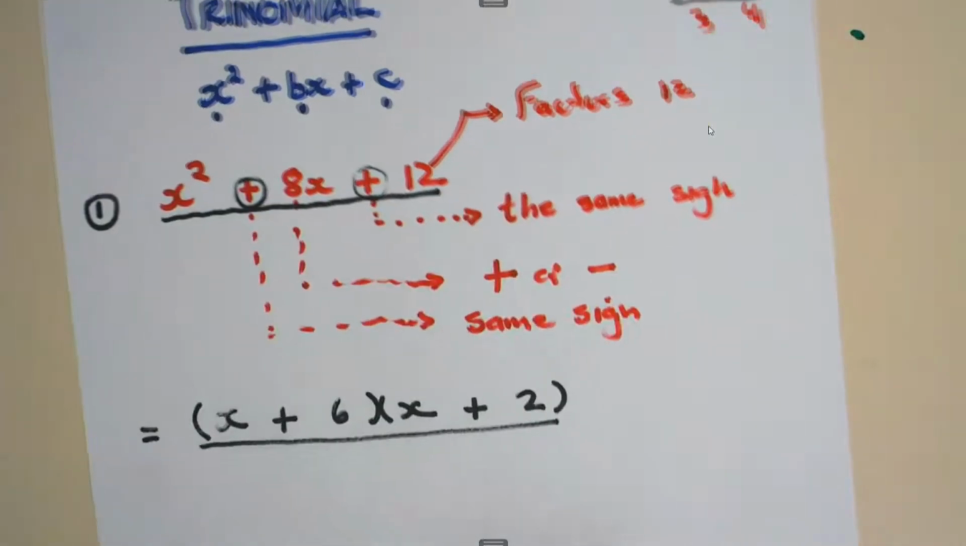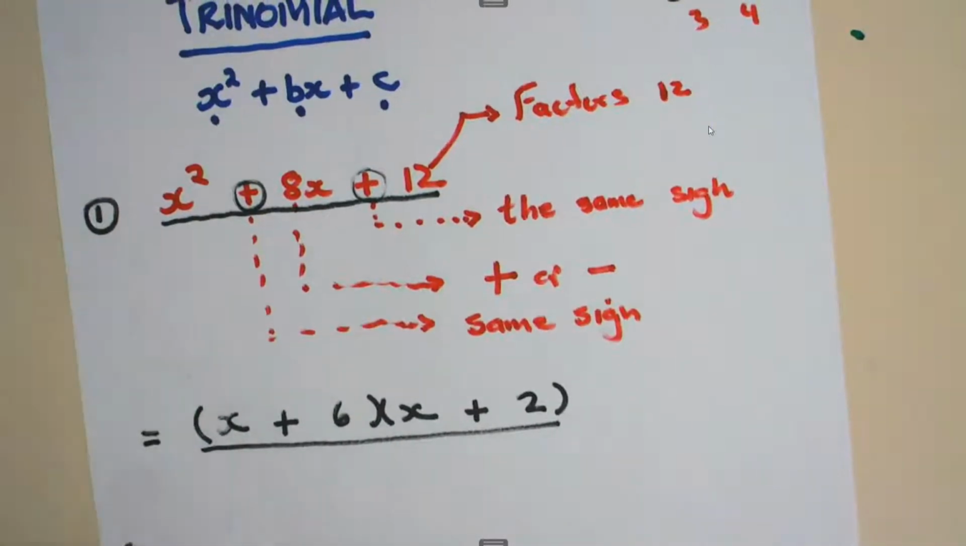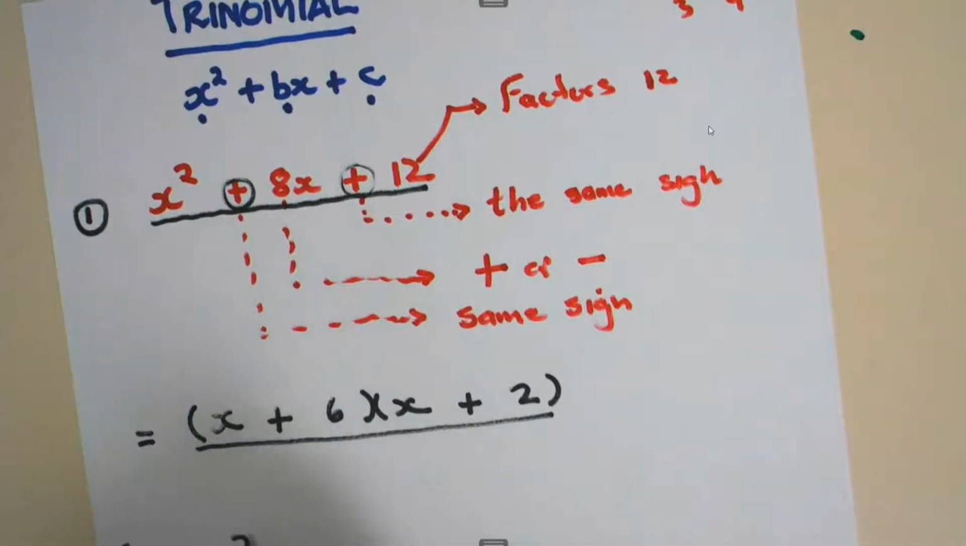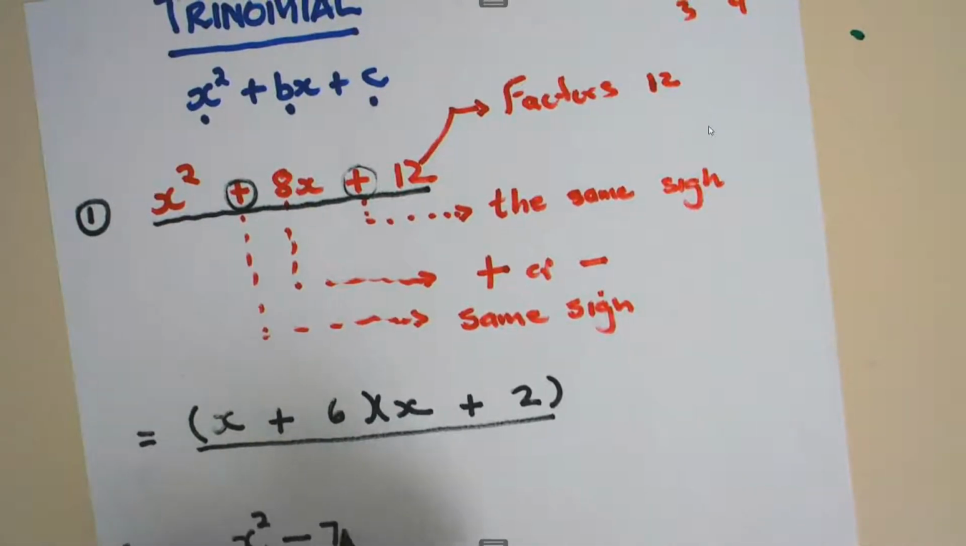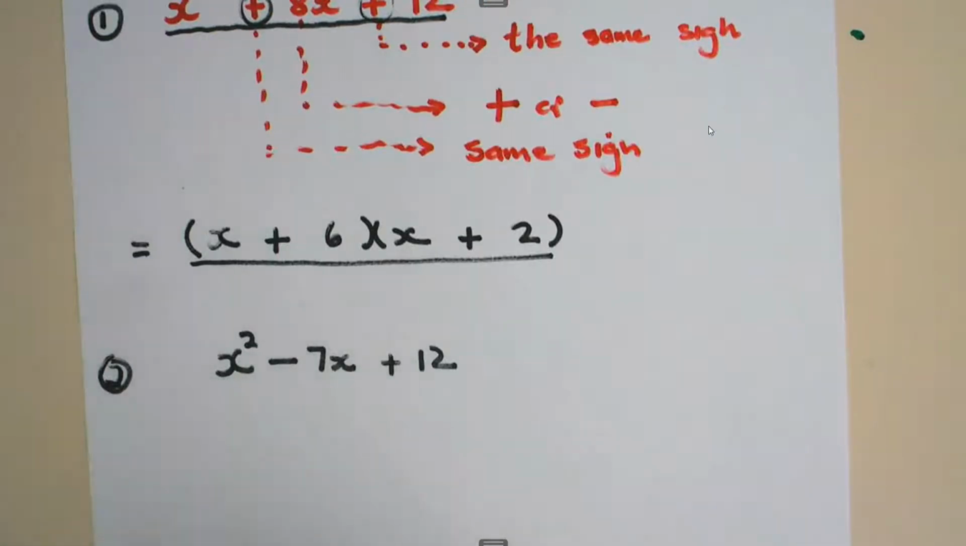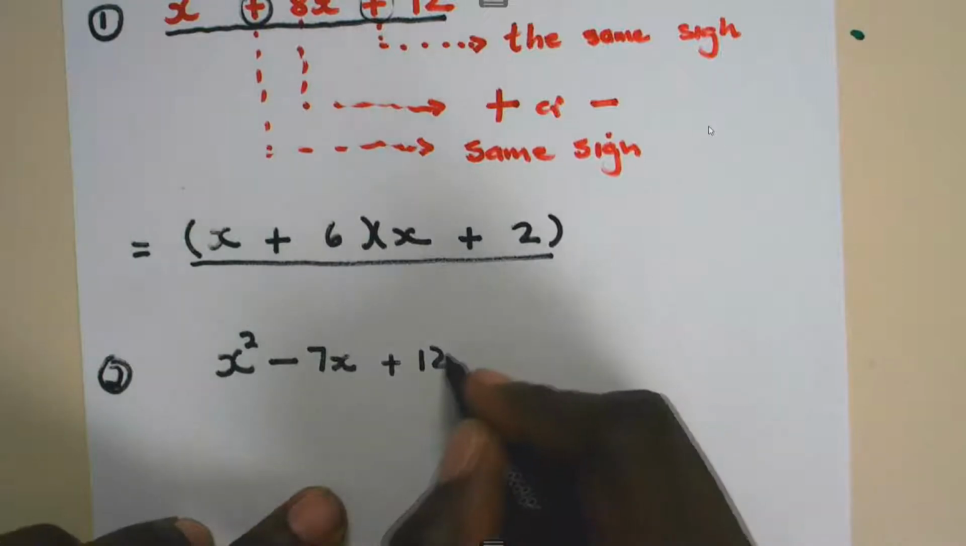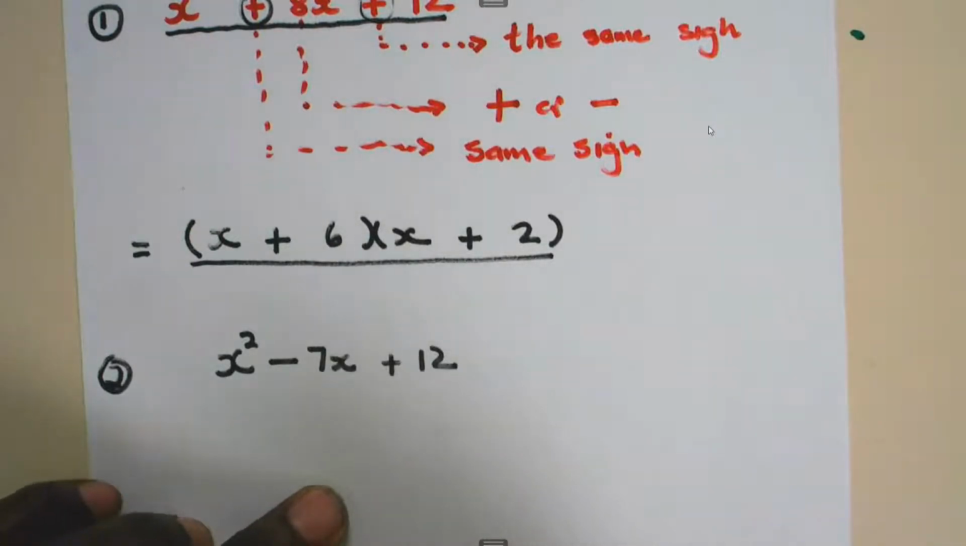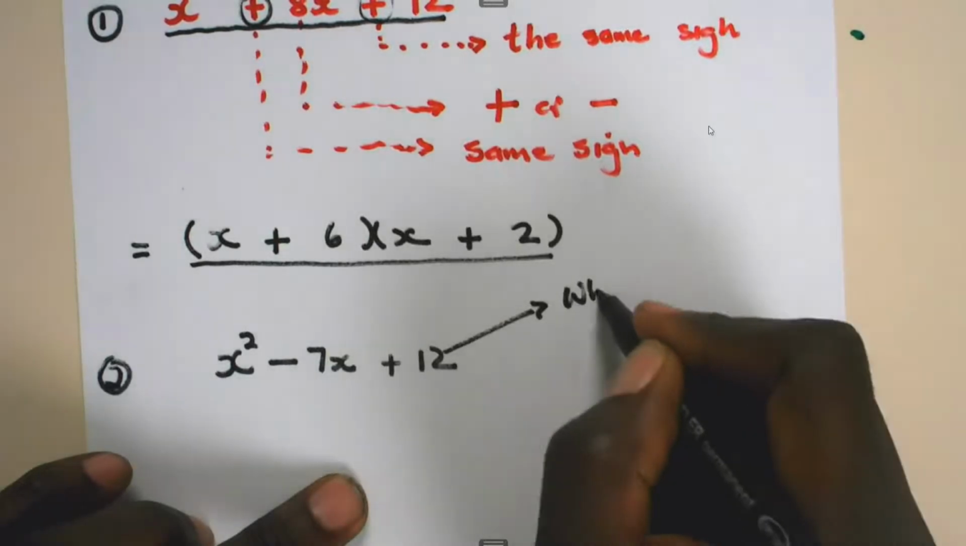Now let's take up example number 2. Example number 2 will be x squared minus 7x plus 12. Before you start finding the factors of this, remember to understand the operations affecting this algebraic expression. The 12, I already indicated. What times what gives you 12? What are you going to times that will give you 12?